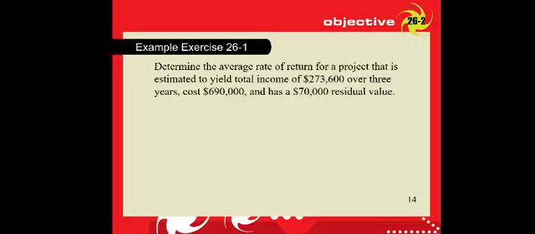Okay, this is another sample question. Let's see. Determine the average rate of return for a project that is estimated to yield total income of $273,600 over 3 years, cost $690,000 and has a $70,000 residual value. Determine the average rate of return. So how to determine the average rate of return? You have to use the formula.